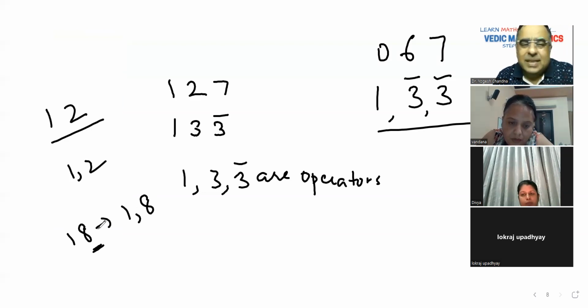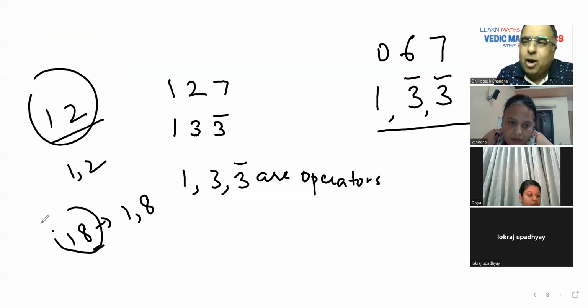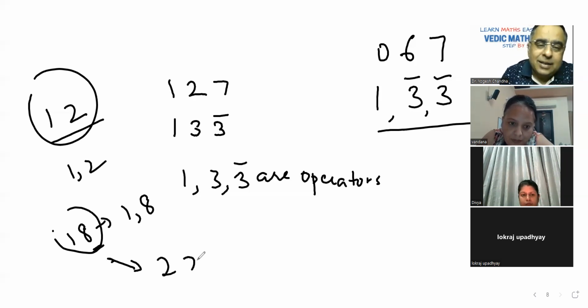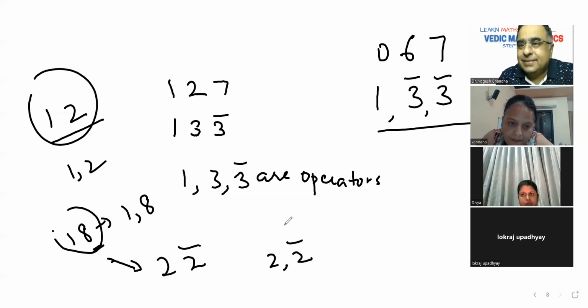It can be, sir. See, 12 cannot be converted, but 18 can be converted. Yeah, it can be converted. So what is 18 converted to? In minus 2: 2 bar. 2 bar. So 2 and 2 bar are the real operators. Got it? Yes, sir.